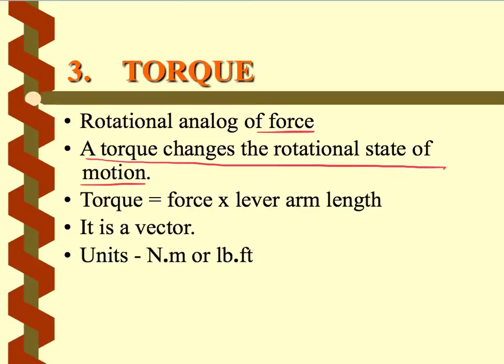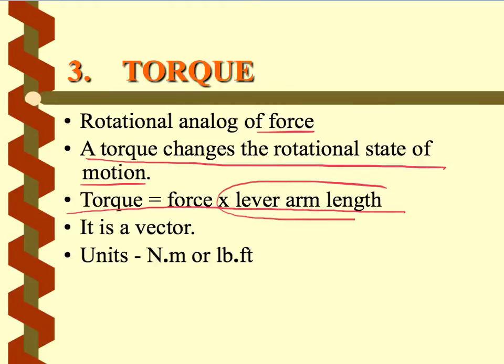It will start it turning, it will stop it from turning, or it will cause it to turn faster or slower. Now, the equation that we use to help us figure this out is that the torque is equal to the force multiplied by the lever arm length.